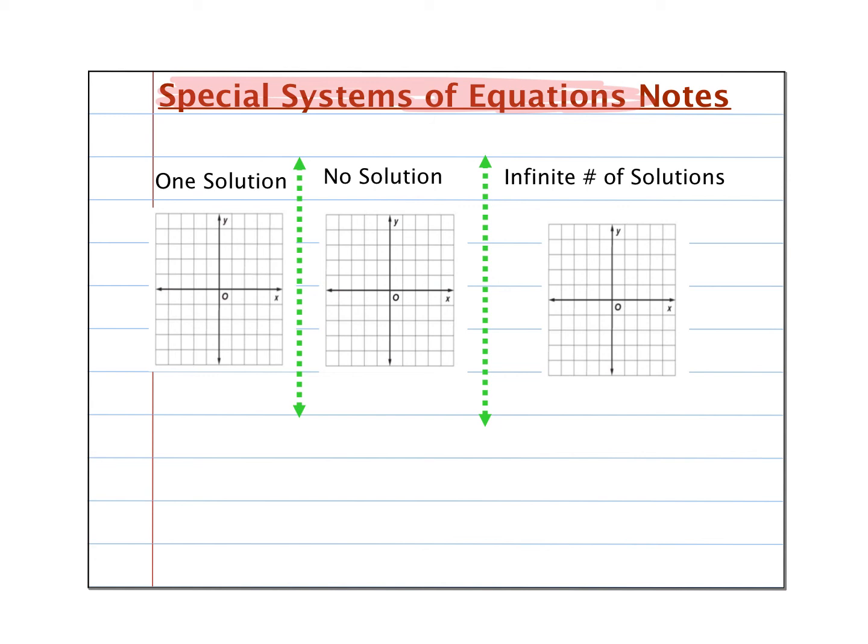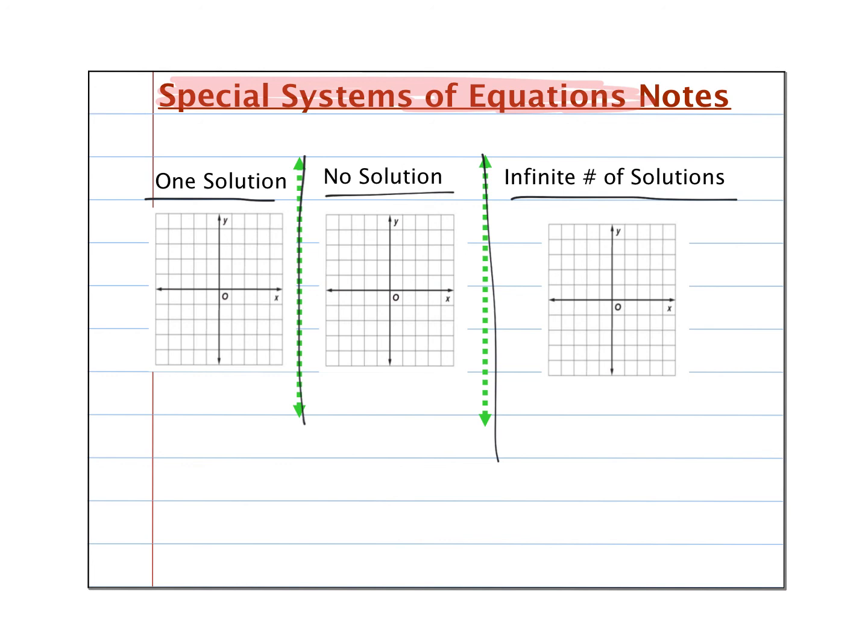And then I'm going to have you make kind of 3 columns. Once you get that copied down, you can draw some lines here. And in the first column, write the words 1 solution. The second column, write no solutions. And the third column, write an infinite number of solutions. Okay, so I'll give you a second to write those down.